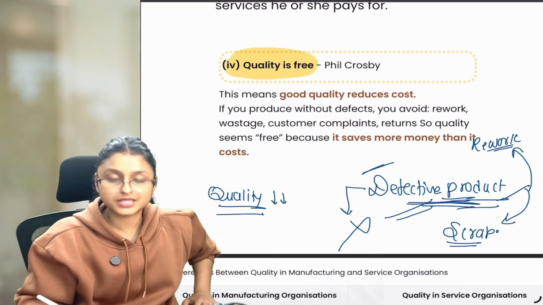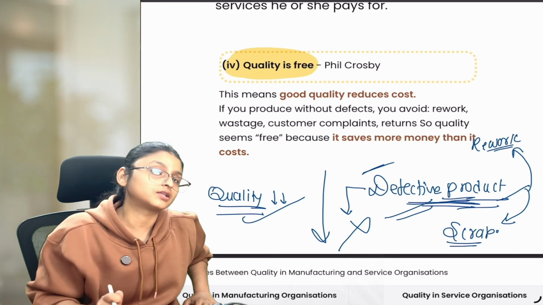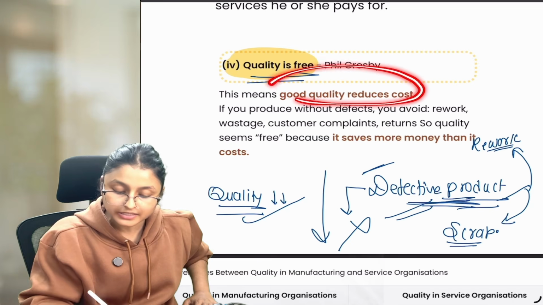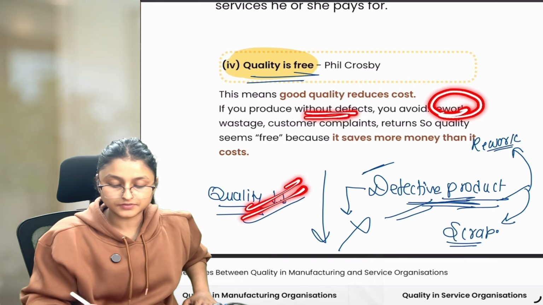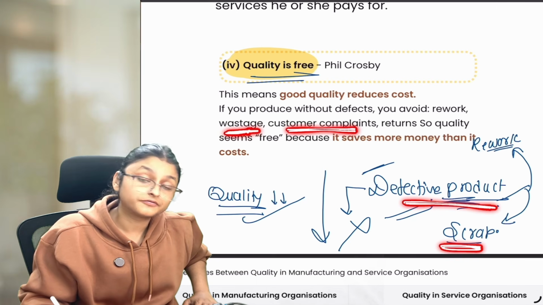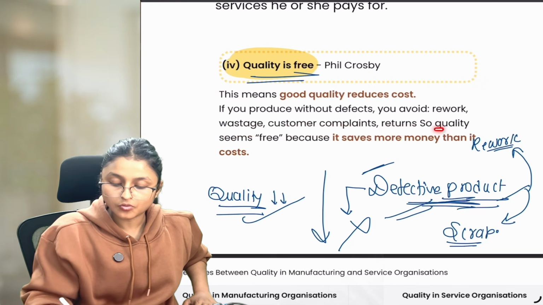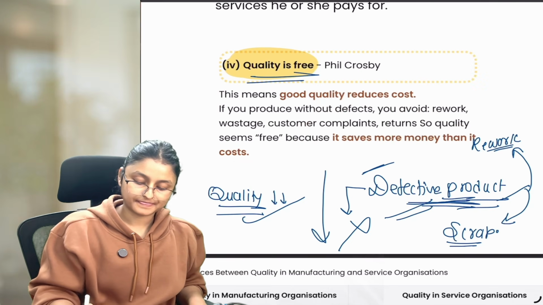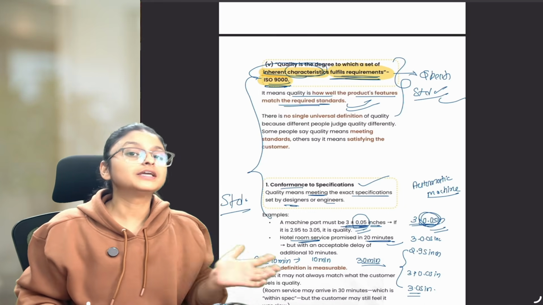So all these things are a huge loss for the company as compared to the cost which they are incurring for maintaining the quality. And that is why quality is treated as free. This means quality reduces cost. If you produce without defects by maintaining your quality, you avoid rework. You avoid wastage like scrap. You avoid customer complaints when the customer gets a defective product. You avoid returns. So quality seems free for the organization because it saves more money than it costs. Done. So these were all the definitions of quality, different definitions focusing on different areas of quality.